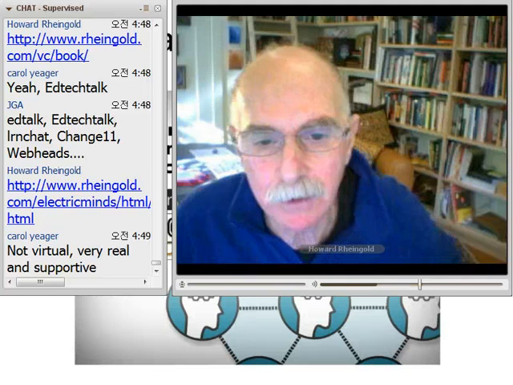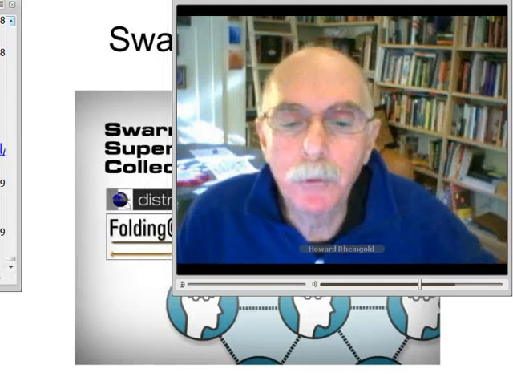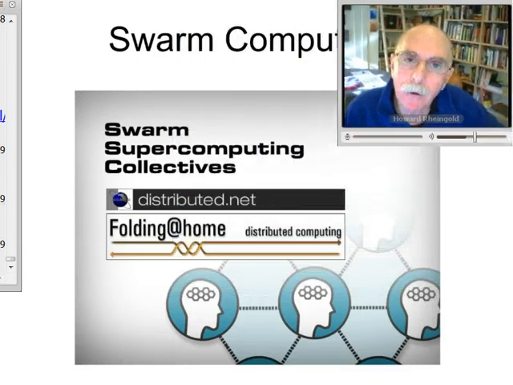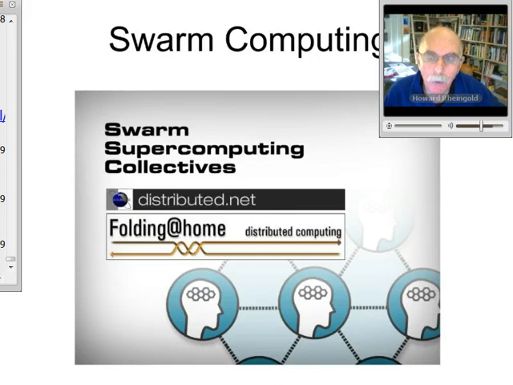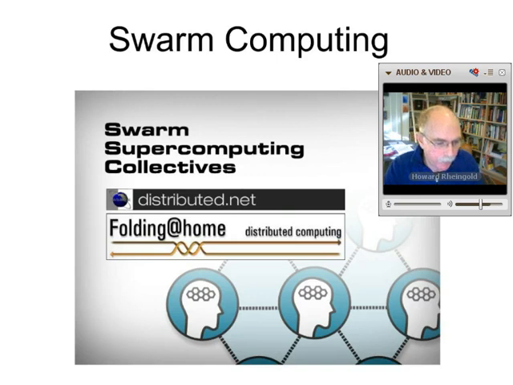So when people are aggregating their computing power to look for life in outer space, to help biochemists figure out how protein molecules fold, go here if you want to get involved with that.